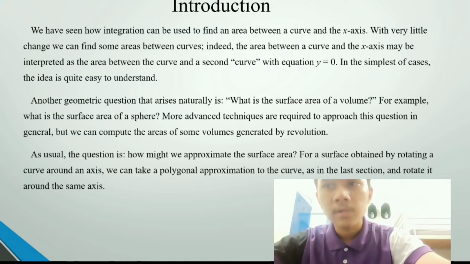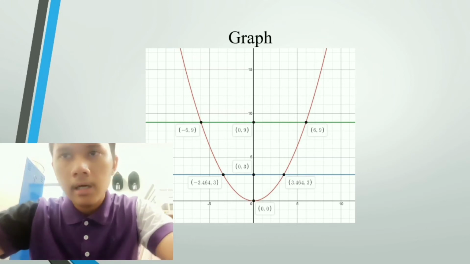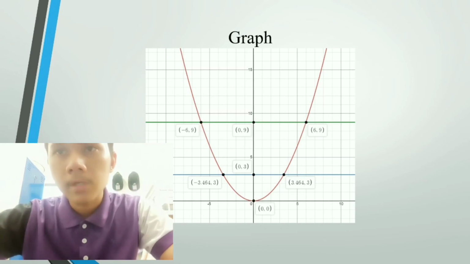For a surface obtained by rotating a curve around an axis, we can take a polygonal approximation to the curve as in the last section and rotate it around the same axis. So this is the graph. You can see the graph is there on the upper line, and that there are 3 coordinates. First is negative 6, 9, second 0, 9, and third is 6, 9.